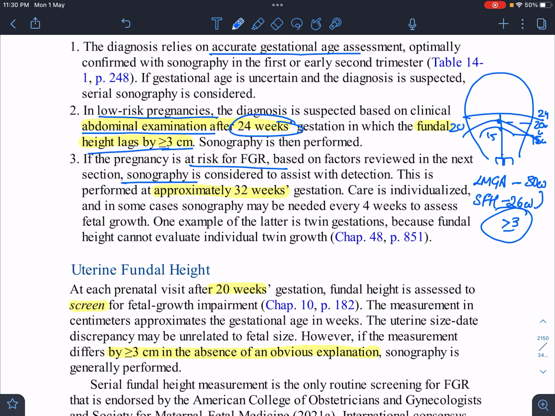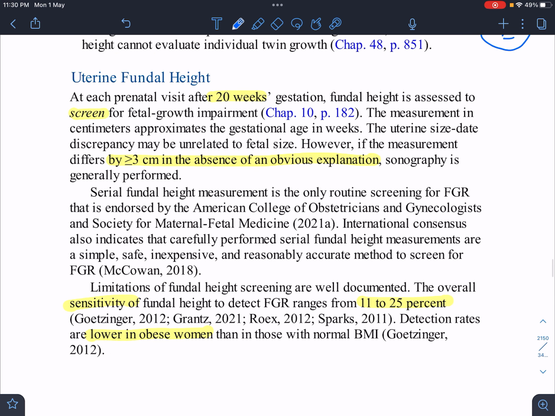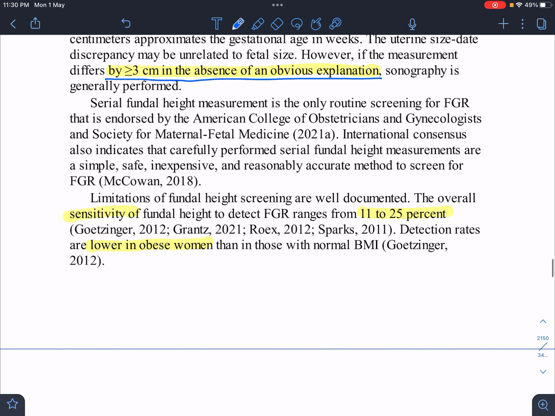You can take sonography, and that is very helpful to detect FGR, especially at 32 weeks. Okay, and you have to do it every 4 weeks to assess fetal growth. Now, like I said, uterine fundal height after 20 weeks is a very important screening modality. If measurement differs by 3 centimeters in the absence of any obvious explanation, it can be FGR. Okay.